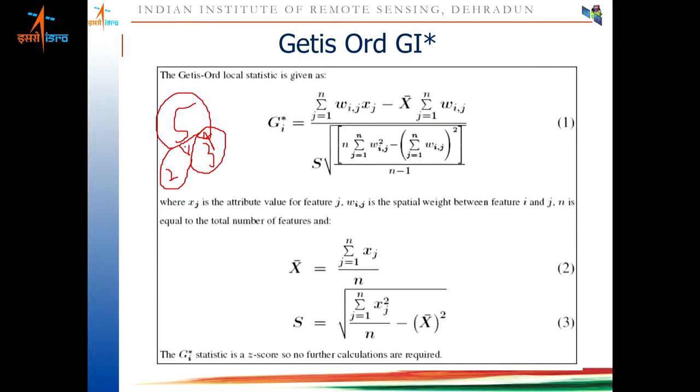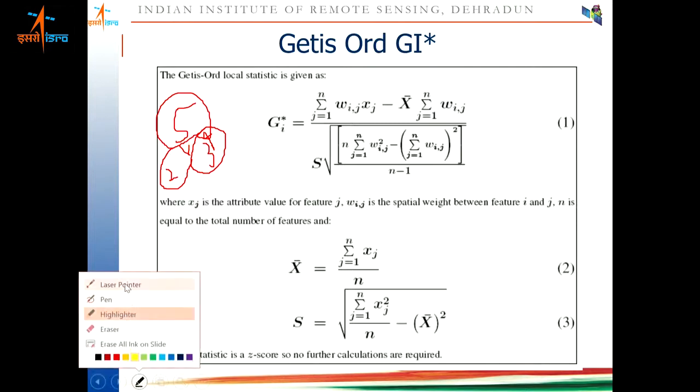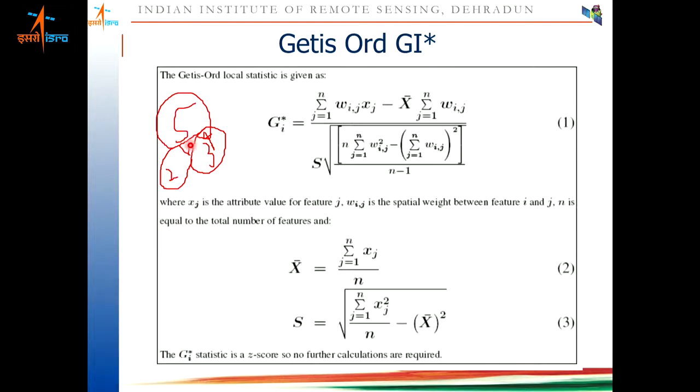So in this case, the weight between i and j will go from 1 to n, basically from 1 to 5. So i equal to 1, j equal to 1 is not required. i equal to 1 and j equal to 2 means you are talking about this center polygon, that is 1, and this neighboring polygon, that is 2. Now the weight needs to be calculated.